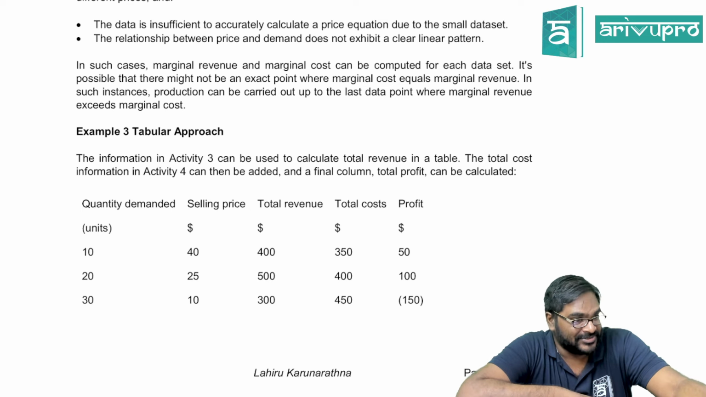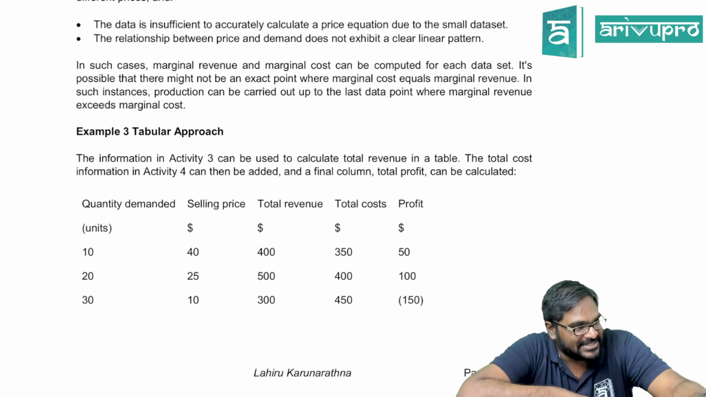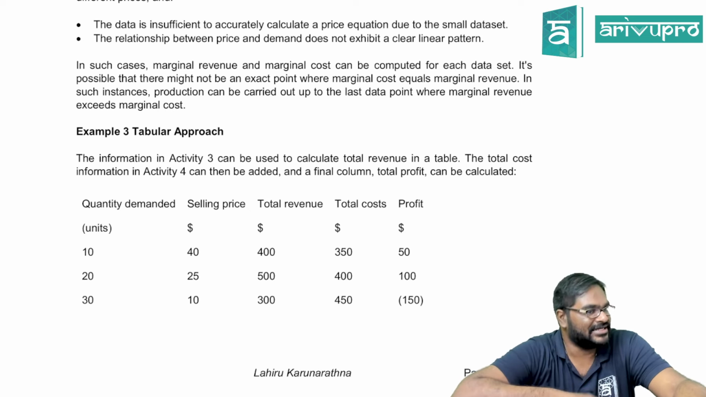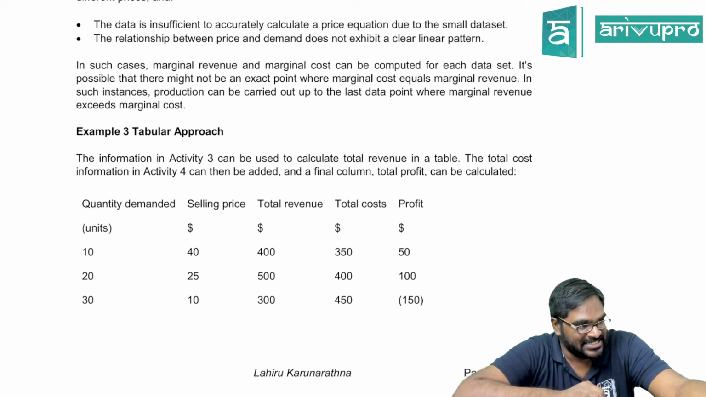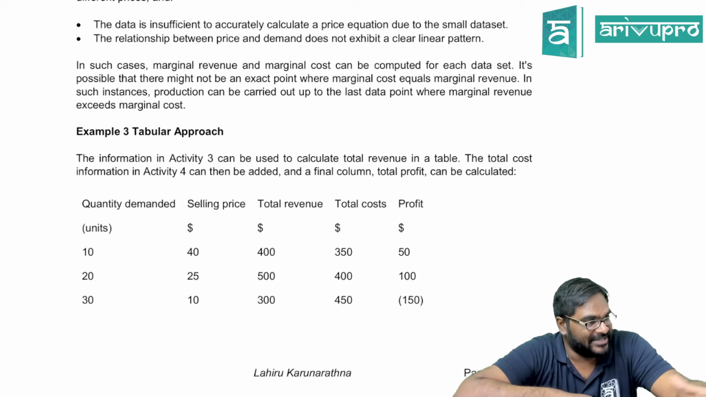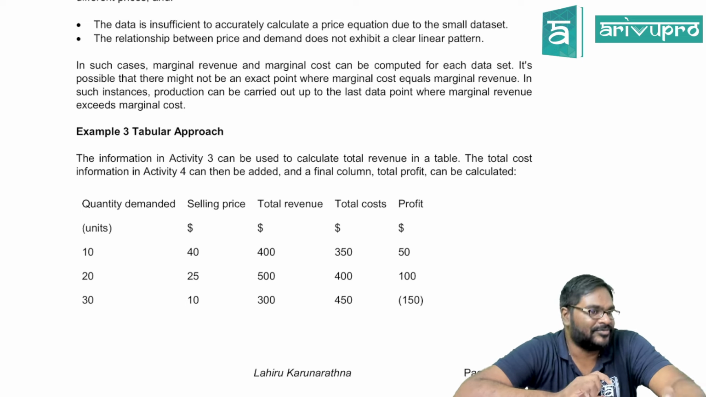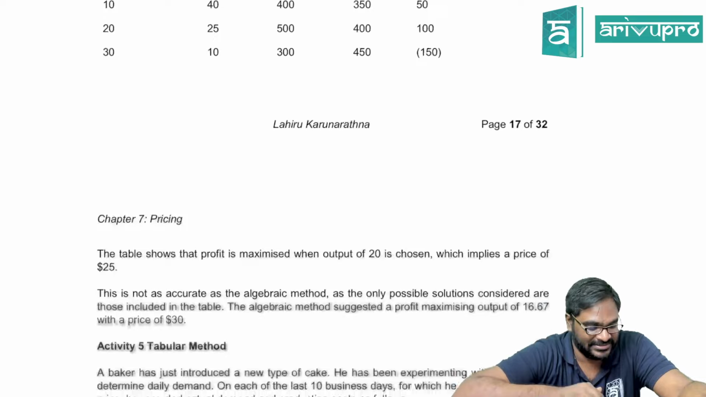Yes, that's why I told this is not giving the precise answer. This is giving an approximate answer. For the precise answer, we have to go for the formulas and the graph. Are we good? So this precise one gave us 16.67, right? But table gives us 20. That is the approximate number. Are we good? Right.